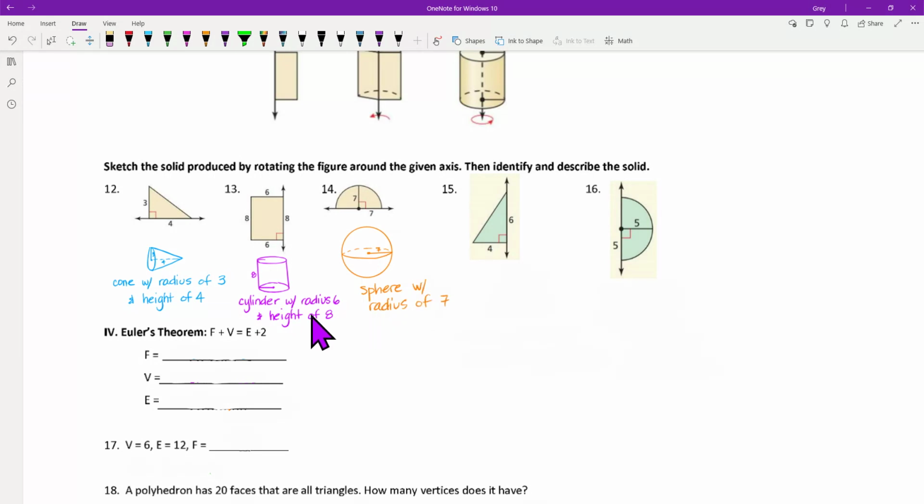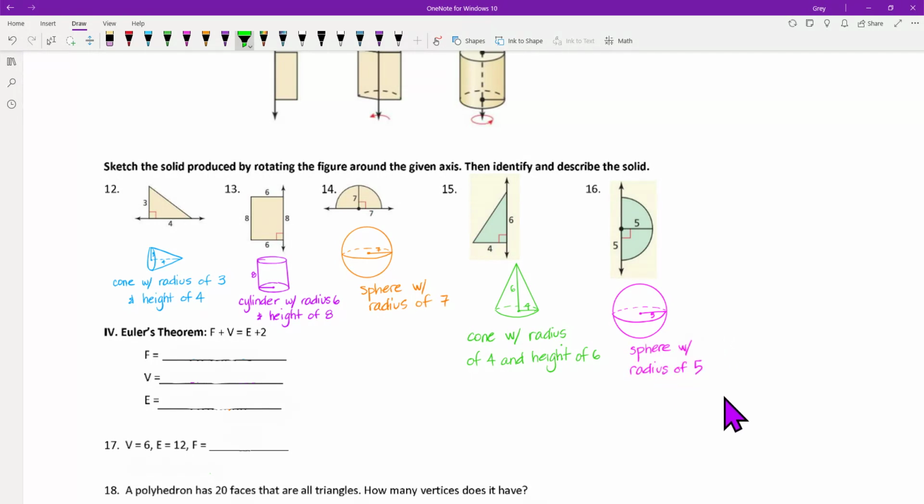All right, number 15, another cone, because I'm rotating it this time around that vertical axis of 6. So my cone has a radius of 4 and a height of 6. And then last but not least, number 16 is very similar to number 14. So it is another sphere, just rotating it on a vertical axis instead of horizontal, a sphere with a radius of 5.